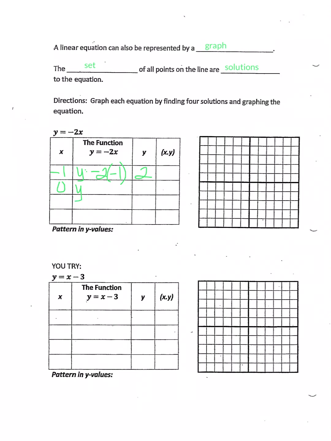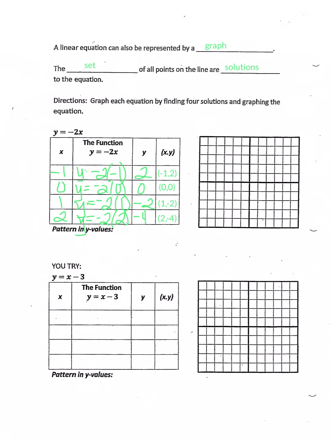I'm going to do y equals negative 2 times 0. And of course I get 0. Then I'll pick 1. y equals negative 2 times positive 1, and now I get negative 2. And finally I'll pick 2. y equals negative 2 times 2, and I get negative 4. Now I'm going to write those ordered pairs.